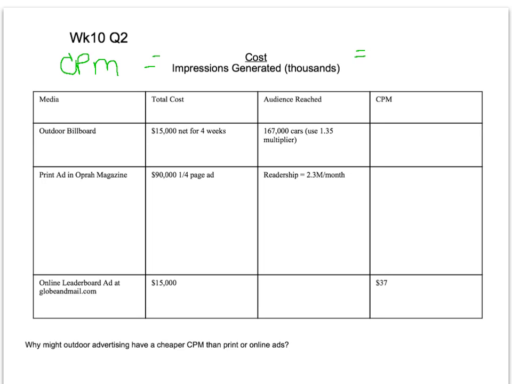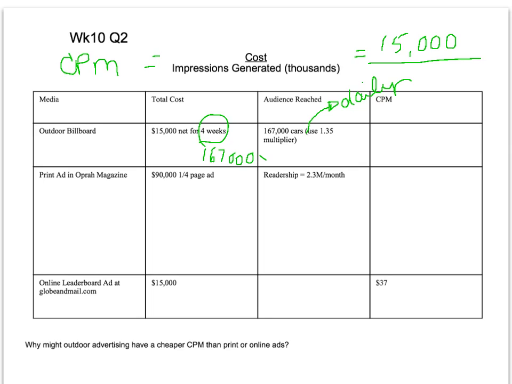So here we have a cost of 15,000 divided by our impressions generated in thousands. Now, the question really should have said daily here. So we've got 167,000 cars passing by this outdoor billboard on a daily basis, and we're calculating this over a 4-week period. So we need to make some adjustments here.